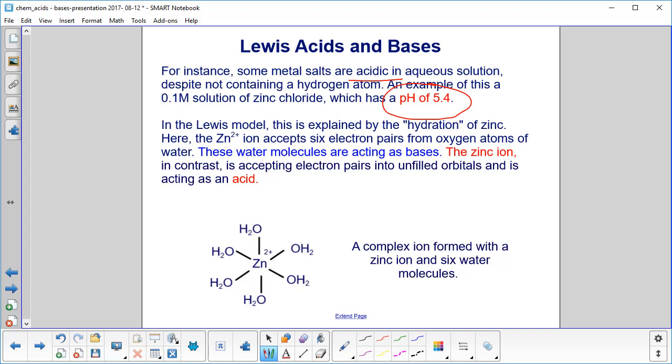It's less than 7. In the Lewis model, this is explained by the hydration of zinc. Here, the zinc 2+ ion, right over there, accepts 6 electron pairs from oxygen atoms of water. These water molecules are acting as bases. The zinc ion, in contrast, is accepting electron pairs into unfilled orbitals. Therefore, it is acting like an acid. And notice how this was drawn. We've got all the oxygens connected up to the zinc. So this OH2 looks a little funny, but we're just trying to show the oxygen bonds there. So we have a complex ion formed with a zinc ion and 6 water molecules.